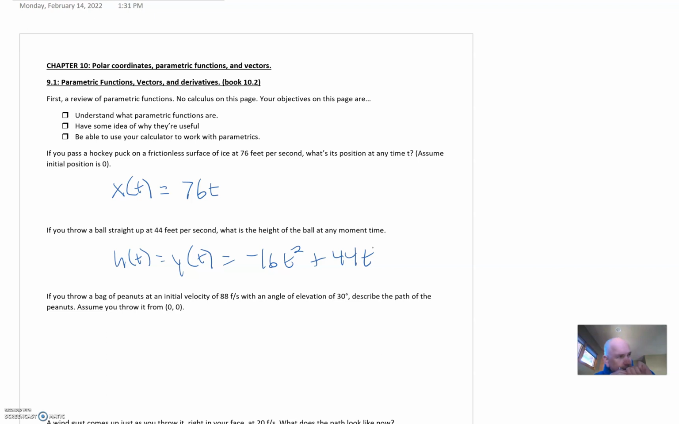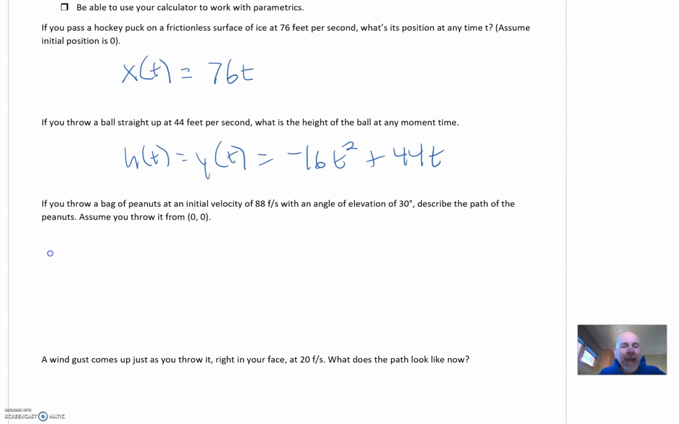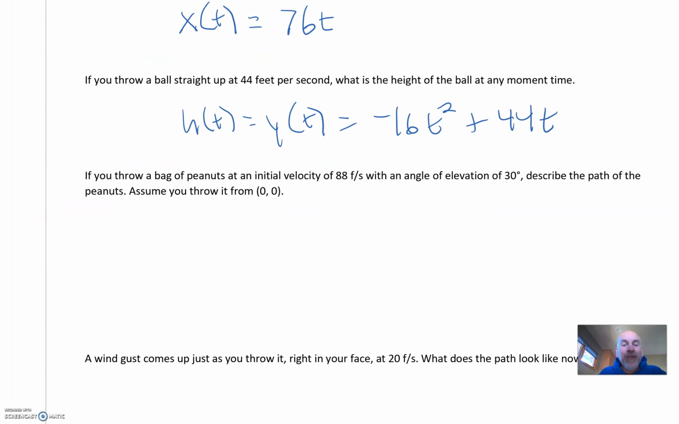So if I go on the ice, I've got an equation. If I throw it straight up in the air, I've got an equation. Now, what if I combine these two things? So what if I throw a bag of peanuts at an initial velocity of 88 feet per second at an angle of 30 degrees? Turns out you can break this thing up into two parts. There's a horizontal thing happening, that this thing is being thrown somewhat horizontally. And there's also a vertical thing happening, that this thing is also being thrown somewhat vertically.